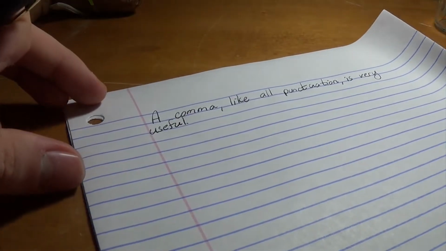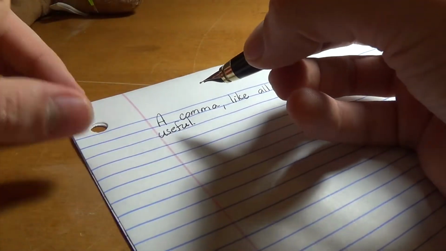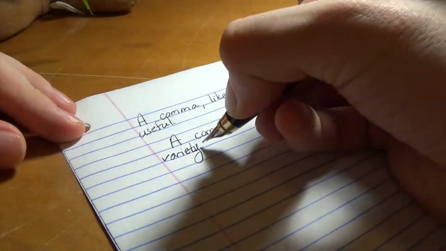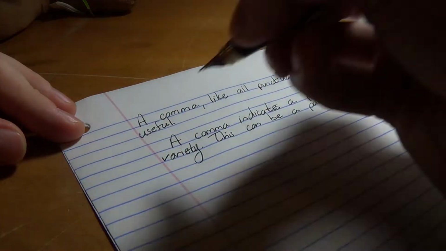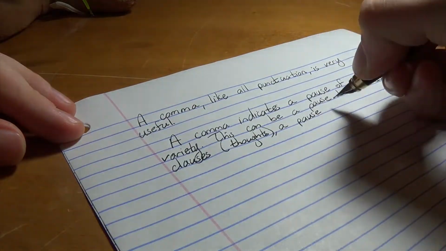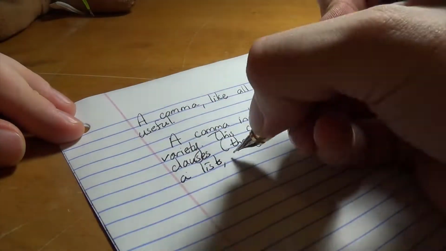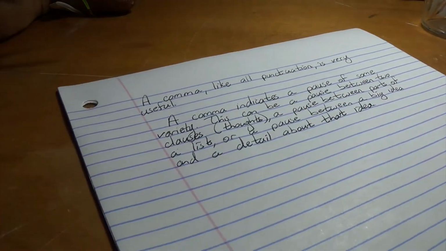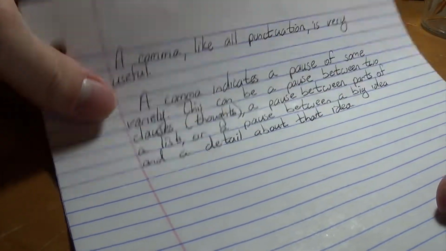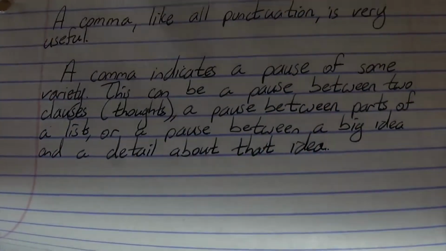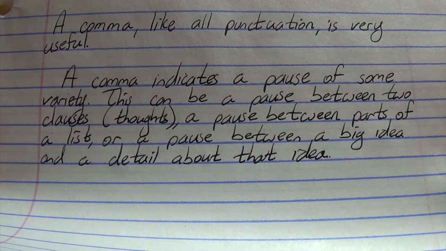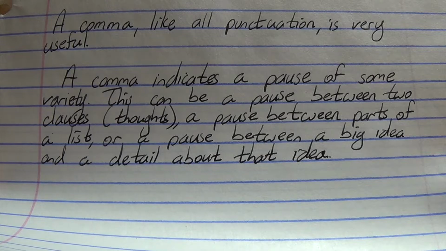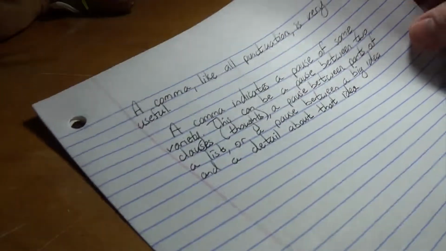Now a comma indicates a pause of some variety. This can be a pause between 2 clauses or thoughts, a pause between parts of a list, or a pause between a big idea and a detail about that idea. And I'll give you guys a second to read that over yourselves if you're so inclined. And moving on.